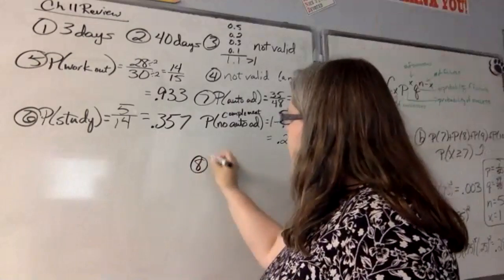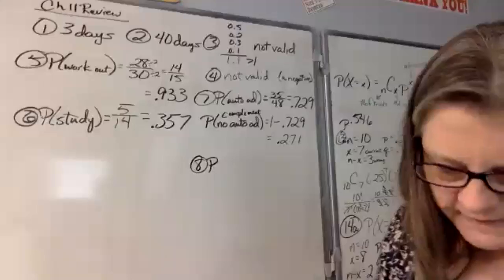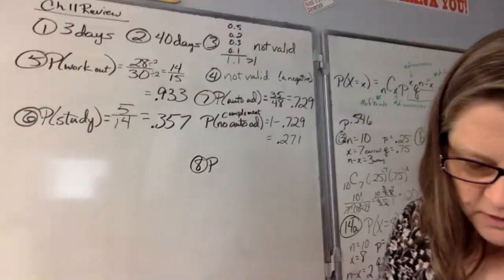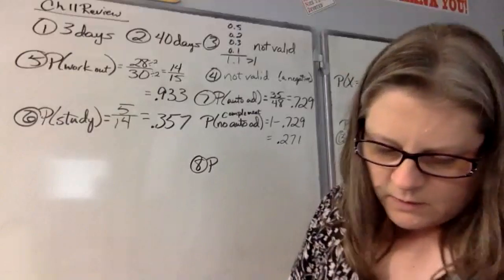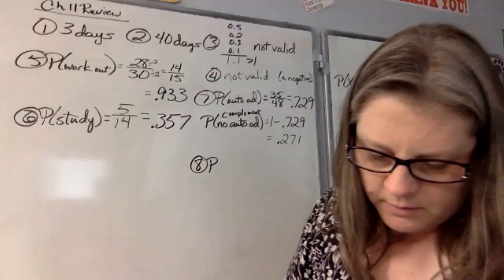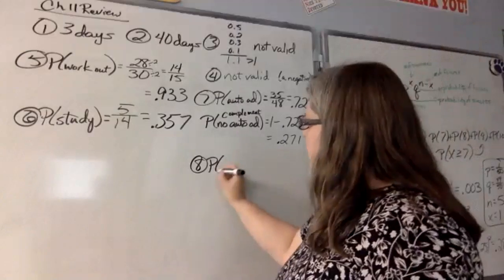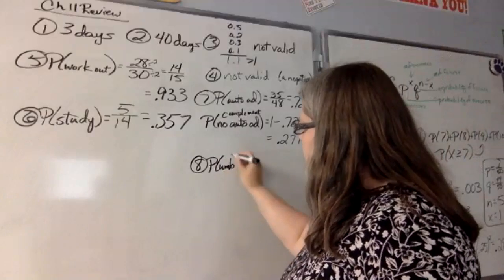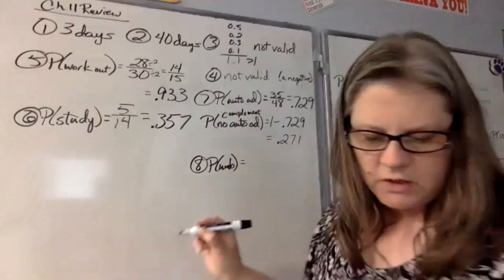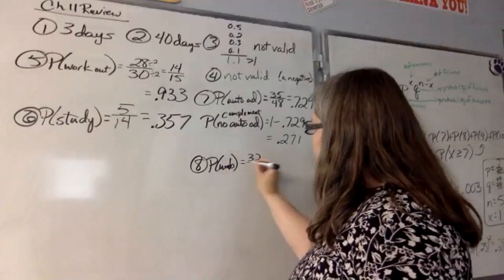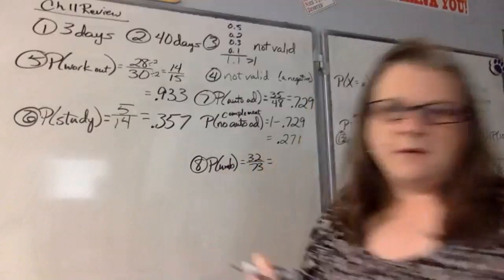Number 8 says Sarah took her umbrella to work 32 of the past 73 days. What is the probability that she will bring her umbrella to work? So the probability of her taking her umbrella is 32 out of 73. So then we find that little decimal.